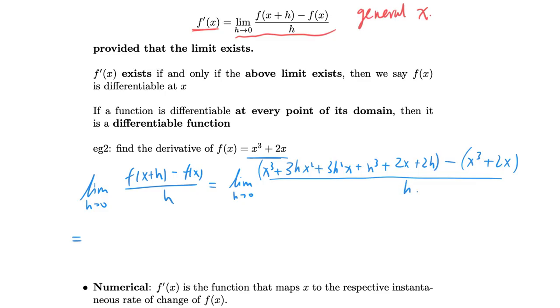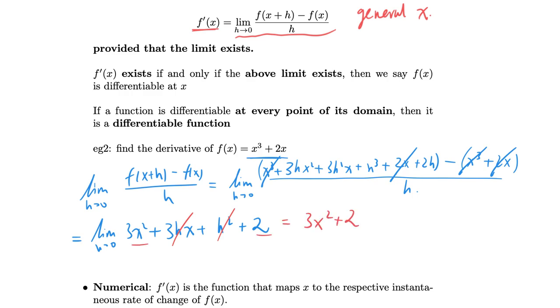So then what we would see is that these two cancel, this also cancels, and what we're going to be left with is, I'm just going to directly simplify or write an equivalent fraction of 3x squared plus 3hx plus h squared plus 2. And as h approaches 0, this term vanishes, this term also vanishes, and this just becomes 3x squared plus 2. So this is the derivative function of f. So this is f prime of x is just equal to this.